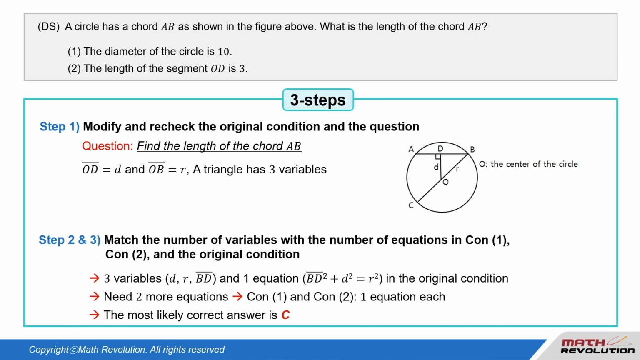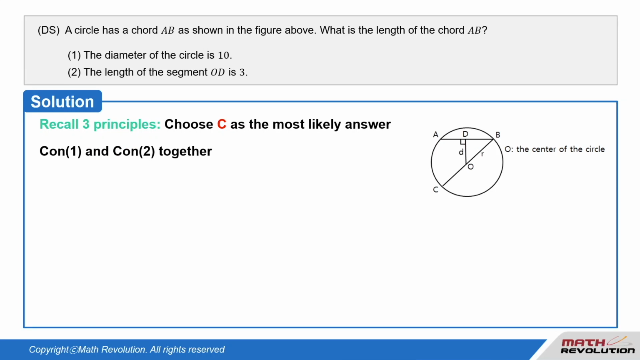Let's apply the variable approach and note that we have three variables: lowercase d, r, and line segment BD, and one equation, the square of line segment BD plus lowercase d squared is equal to r squared, from the original condition. To match the number of variables with the number of equations, we need two more equations. Since conditions 1 and 2 provide us with one equation each, it's about 70% likely C is the answer. Recall three principles and choose C as the most likely answer.